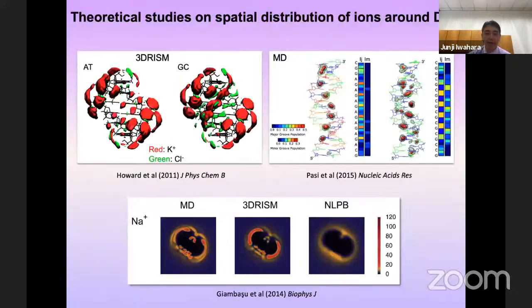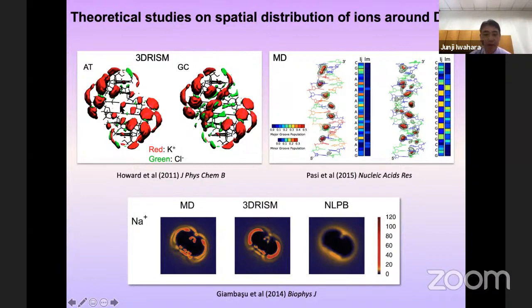So some people use a different theory to predict ion probability distribution around proteins and DNA using different models. For example, this is a figure from Monty Pett group's paper published in 2011. They used integral equation theory and applied it to some different DNAs. And here they showed probability distribution for potassium ions and chloride ions. And they found some difference between different DNA sequences in terms of ion distribution.